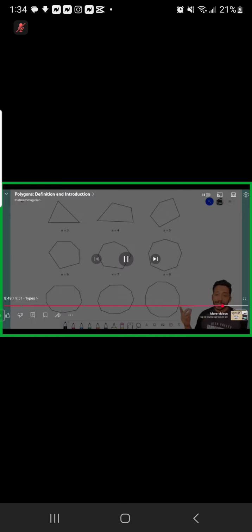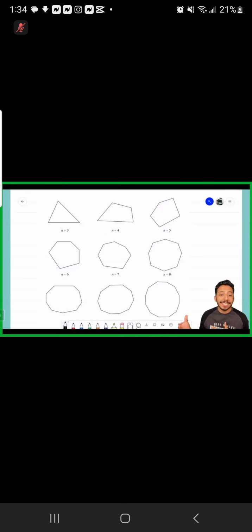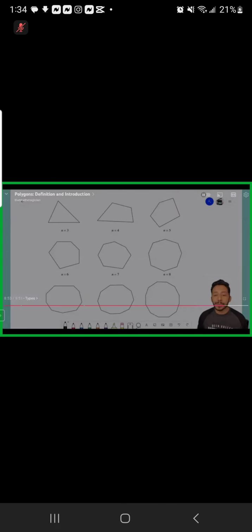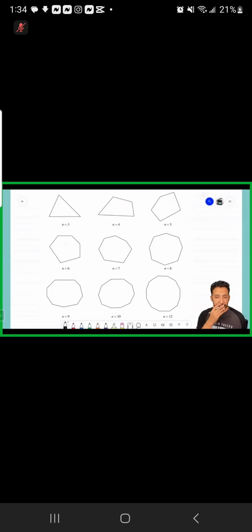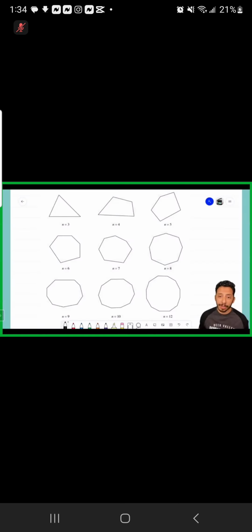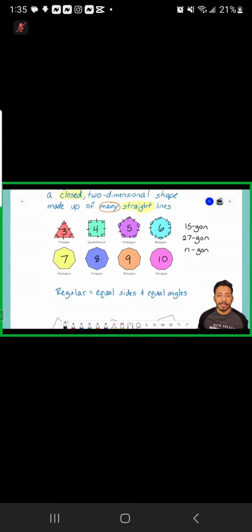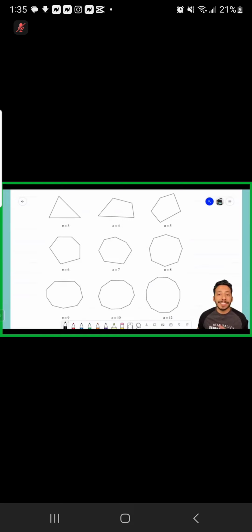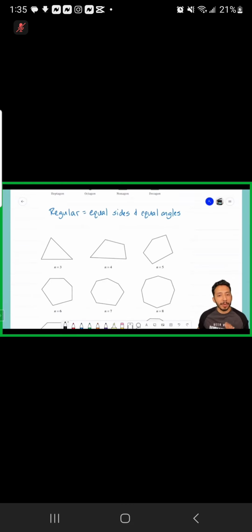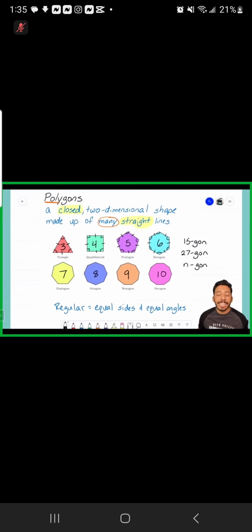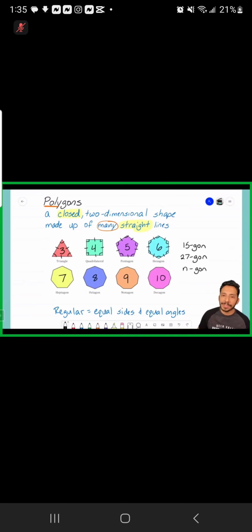We see we have a triangle, a quadrilateral, a pentagon, hexagon, right? All of the ones we've just seen in the previous slide, but these shapes here are not regular. We see that the sides are not all equal, nor are all the angles equal as well. So I just wanted to make that clarification on what it means to be a regular polygon and what it means to be a non-regular polygon. Remember, regular is going to refer to polygons with equal sides and equal angles.